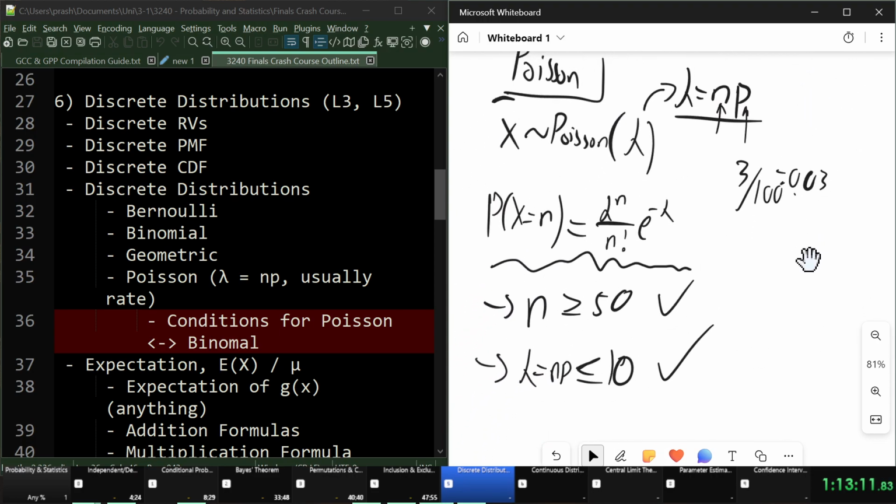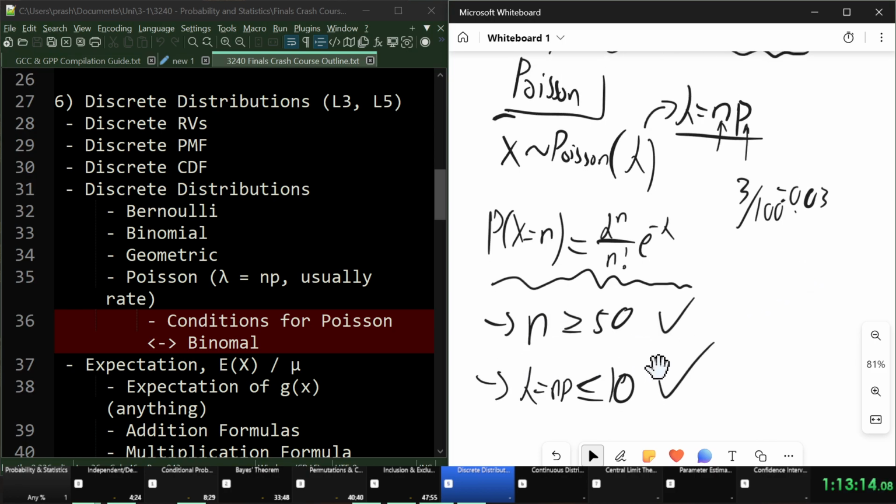Lastly, we have Poisson, which is the spicy binomial. Make sure you fulfill these 2 criteria before you're able to say, yeah, I can use Poisson for this.